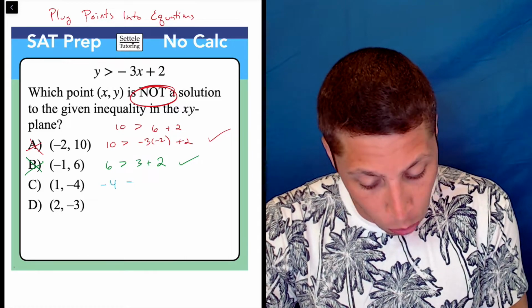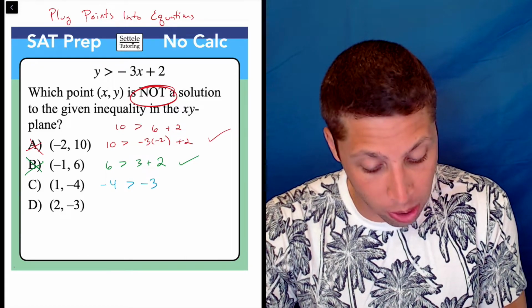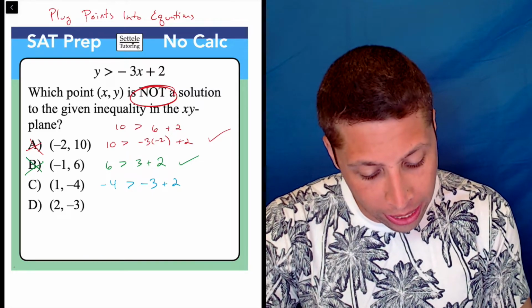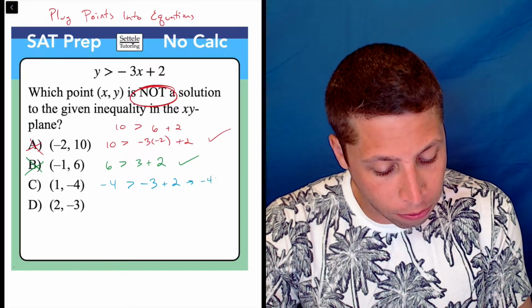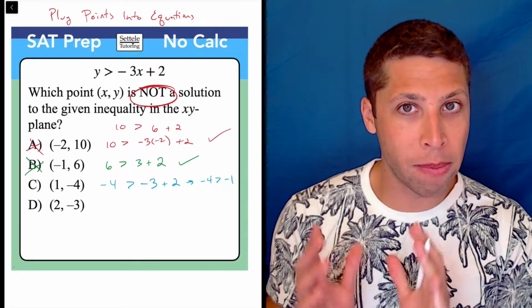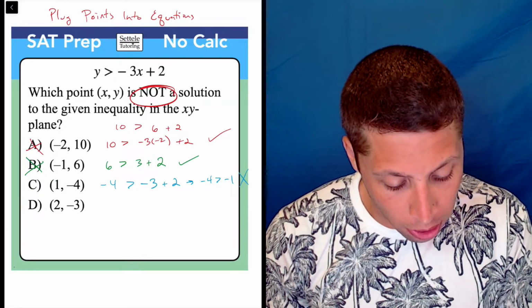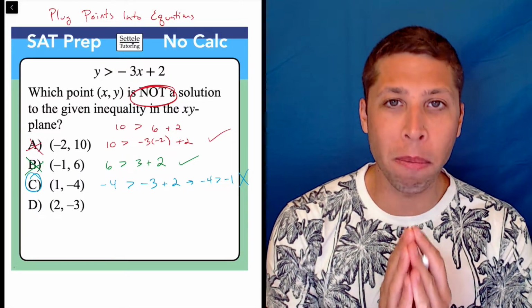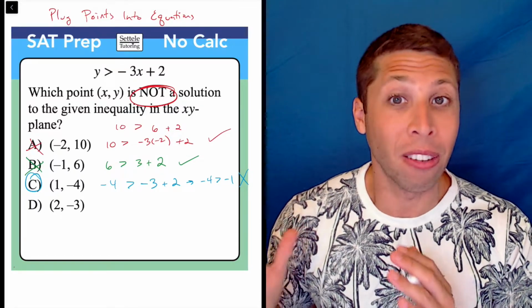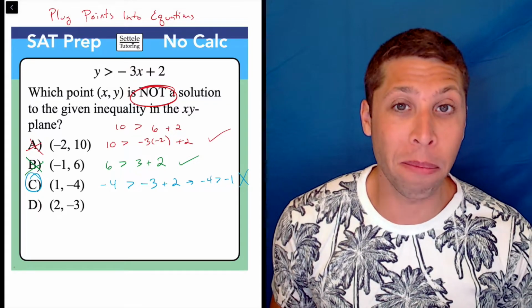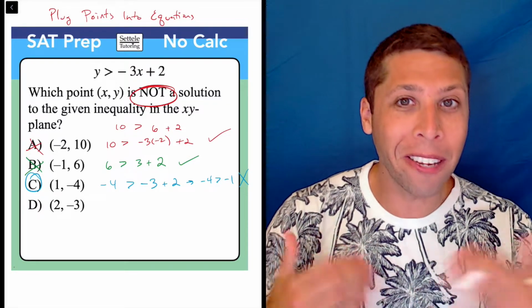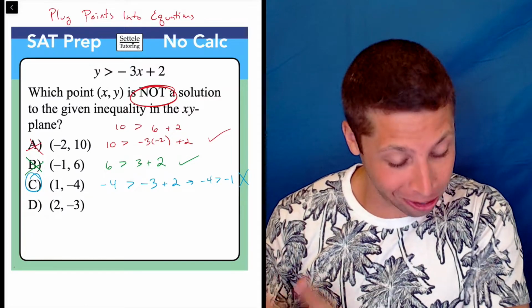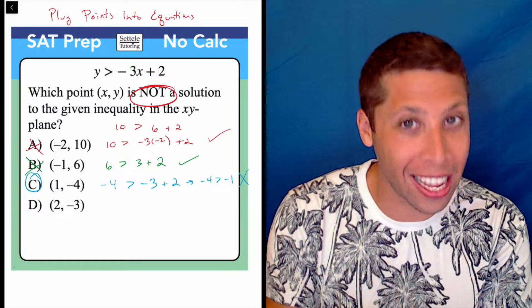Here we'd have -4 is greater than -3 times 1 is -3 plus 2. So -4 is greater than -1. Let me rewrite that one. -4 is greater than -1. This messes with people. That is not true, meaning this is going to be our answer. And the reason that that's not true is, if you think about a number line, right? -4 is further to the left of that number line than -1. So we think of bigger numbers being bigger, but it's the opposite with negatives. Bigger numbers are actually smaller. So this is incorrect. -4 is less than -1.